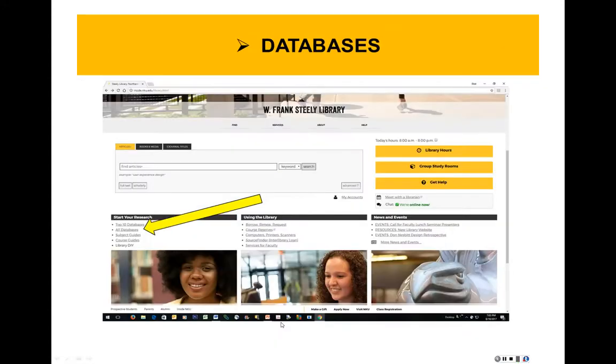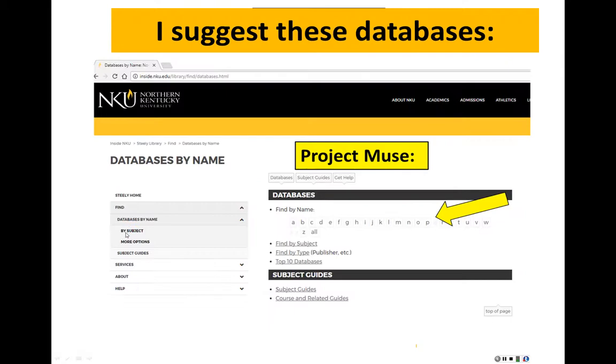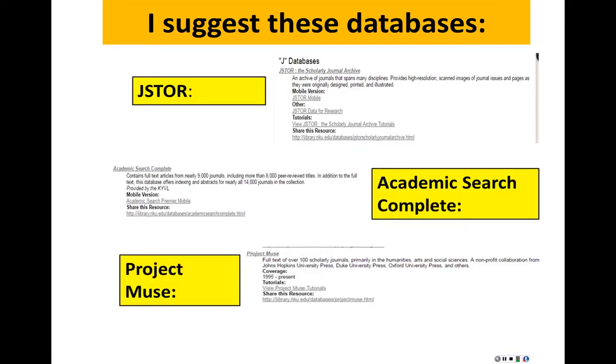JSTOR. Another way to find those digital databases is to go to the home page of the Steely Library at NKU, and instead of hitting Subject Guides, clicking All Databases. If you do that, you'll see that this comes up. That is an alphabetical listing of all the databases. So if you were going to go to Project Muse, you'd hit P for Project Muse. You could also find things by subject, by type, etc. This is the easiest way to really go and find the sources you need.